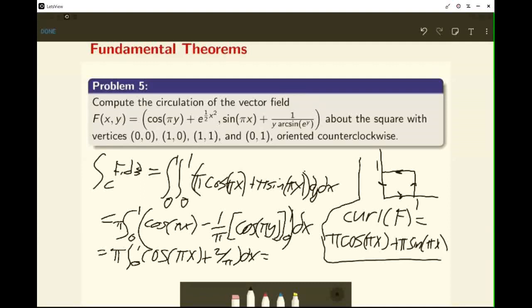Integrating cosine, its antiderivative is sine. We're going to pick up another factor of 1 over pi. And then evaluating sine of pi x at 0 and 1 is going to be evaluating sine at 0 and pi, and sine of 0 and sine of pi are both 0. So the cosine term vanishes, the constant term just gets multiplied by the width of the interval, which is 1, and so we wind up with 2 as our final answer.